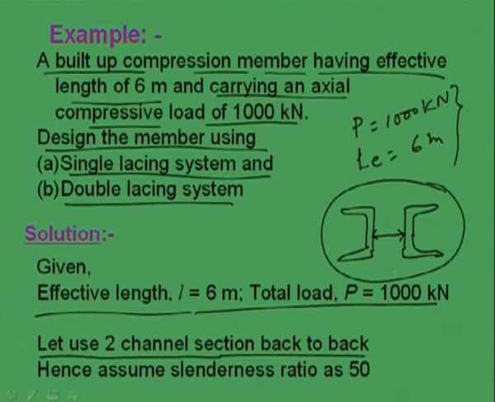So, we are preferring this one, and another thing is we have to assume the slenderness ratio, because on that basis we have to find out the size of the section. Now, in the codal provision it is given that if we assume slenderness ratio around 50, then we can find an optimum size of the section. So, at the starting point we are choosing the slenderness ratio as 50, because for built up sections generally the slenderness ratio becomes less, right.